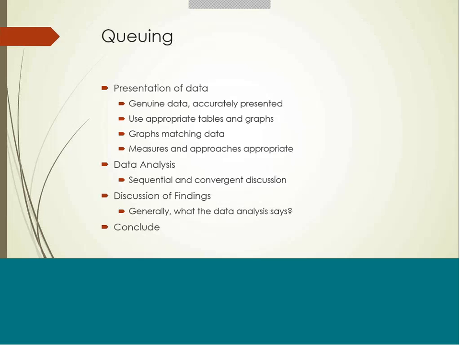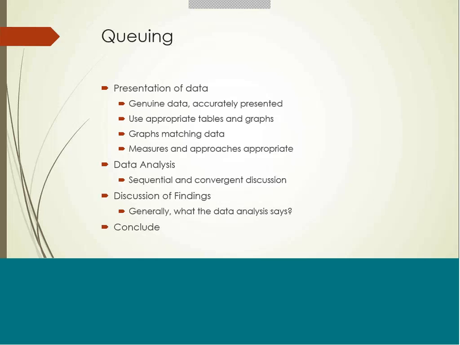Discussion of the findings: generally, what does all this data which is presented say, and what can we draw from it? Then we can state our conclusion of the whole matter. It is important that the students know that the analysis, the discussion of the findings and the conclusion should be reflective of the data which was obtained and presented, as well as the aim and the title of the SBA.